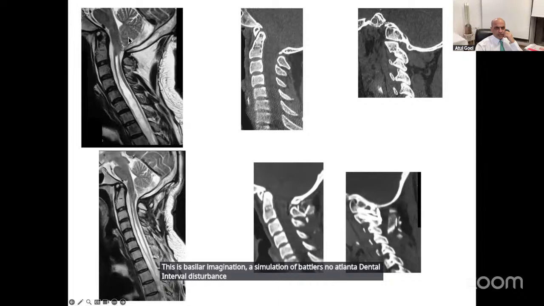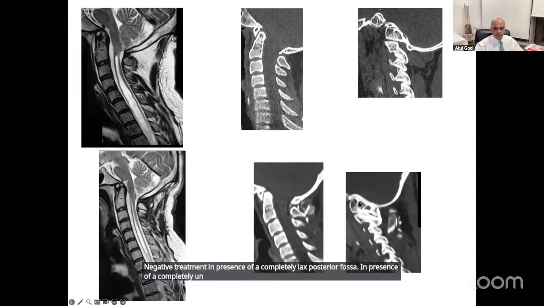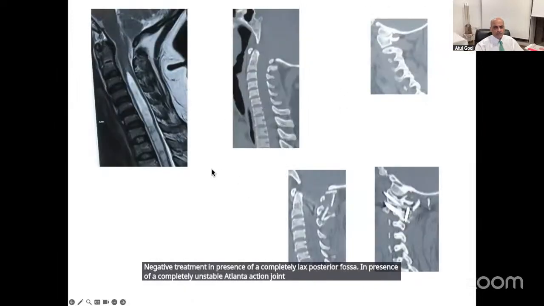Quite a significant Chiari, syringomyelia. You see not a tight posterior fossa, external syringomyelia, fourth ventricle is not affected. Foramen magnum decompression, in my view, is a complete negative treatment in presence of a completely lax posterior fossa, in presence of a completely unstable atlantoaxial joint. You do C1, C2 stabilization.